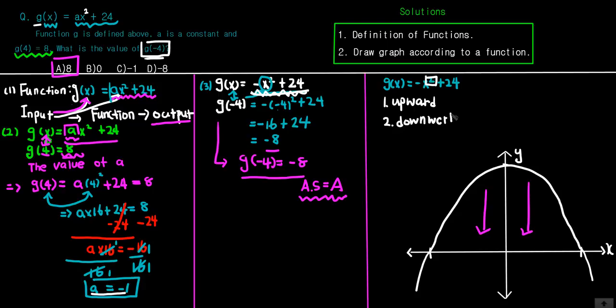So let's say the coefficient of the x squared term is a. The case where the parabola goes upward is the case where a is greater than 0, which means the coefficient of the x squared term must be positive if it wants to go upward.